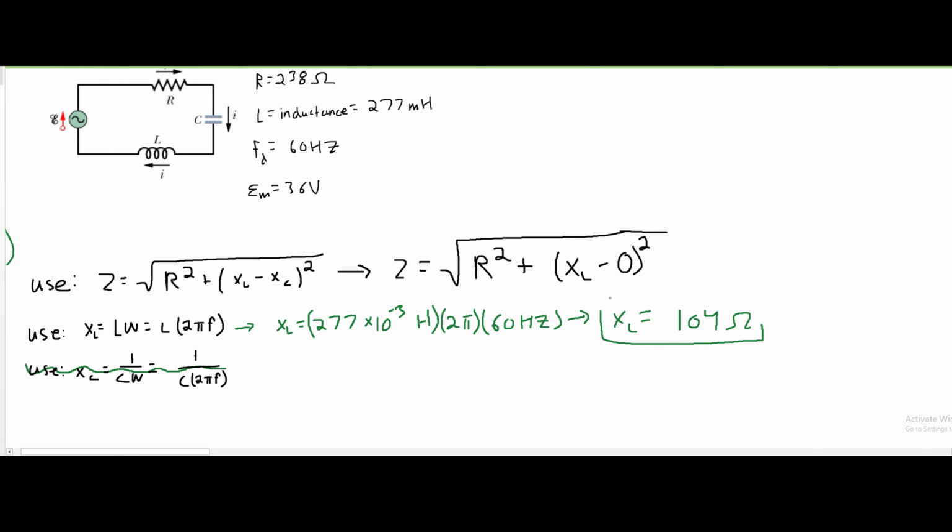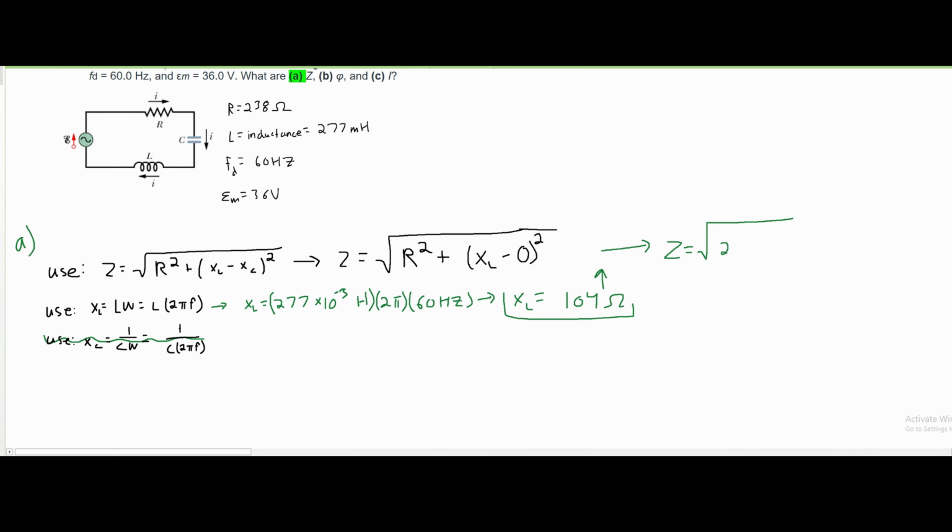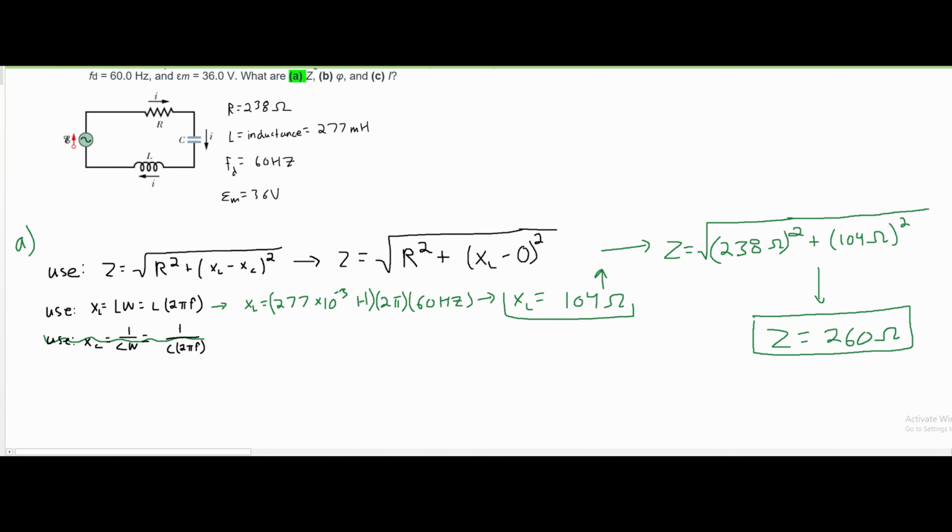Now we can plug this back into our equation right here and solve for Z. We can say that our Z is going to be equal to the square root of our R squared, which is 238 ohms squared, plus our X_L, which is 104 ohms squared. And both of those are going to be in the same square root. And we are going to get approximately Z is equal to 260 ohms. That's the answer for part A.